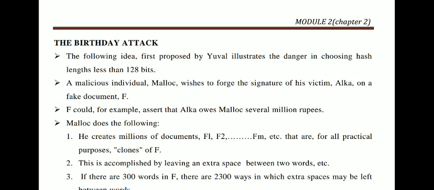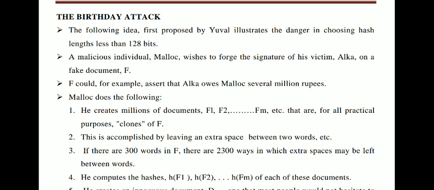In this particular example of a birthday attack, the malicious individual, Malok, is trying to forge the signature of the victim, Alka. Malok wants a signature on a fake document claiming a very high amount from Alka. He will assert a message that Alka has to pay several million rupees, but it is not exactly the same document. You might have seen in various movies how people get a forged signature: they have the victim sign multiple documents, and out of those, one document will be useful for the intruder. In the same way they are doing here.